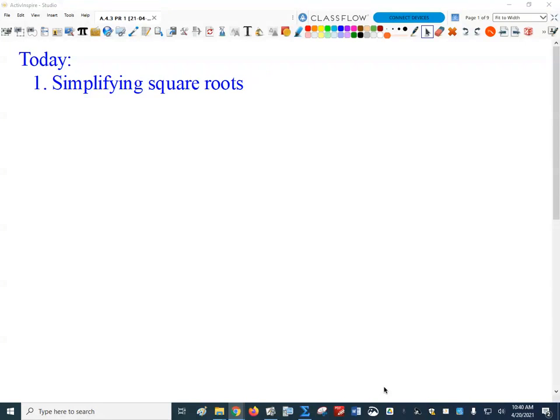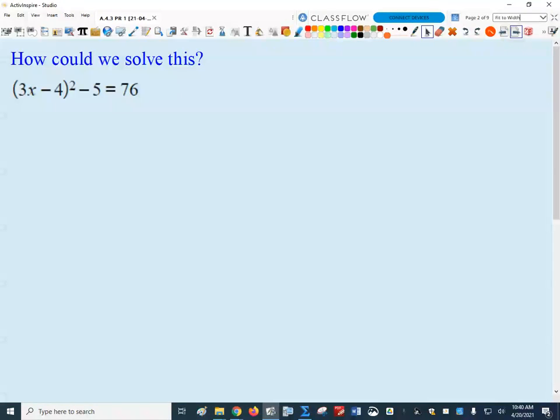What we're going to talk about today is simplifying square roots, and here's our context for why we're doing that. Let's take a look at a problem here, and let's think about some ways we could do this problem.